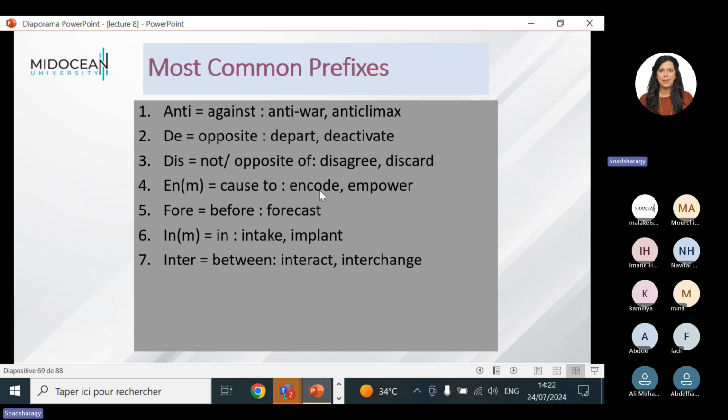Number 4, en equals cause to. Example, encode, empower. Number 5, fore equals before, for example, forecast. 6, in equals in. Example, intake, implant. And number 7, inter equals between, for example, interact and interchange.